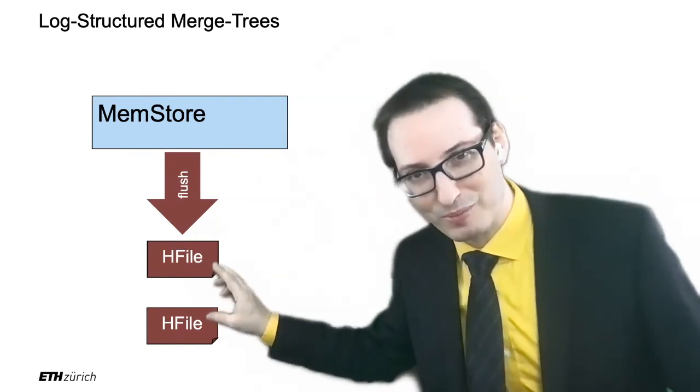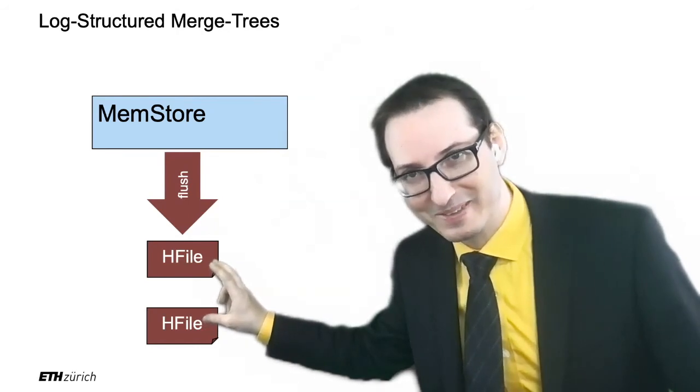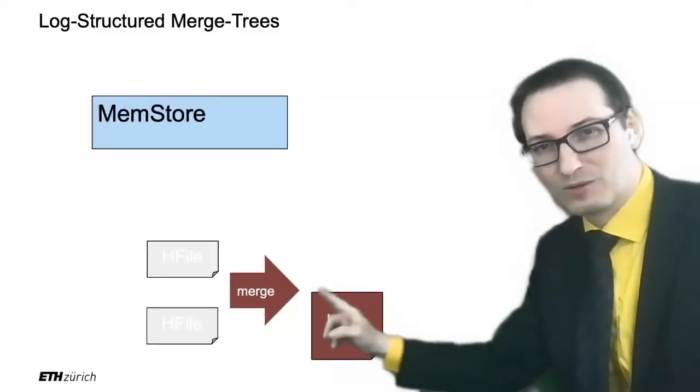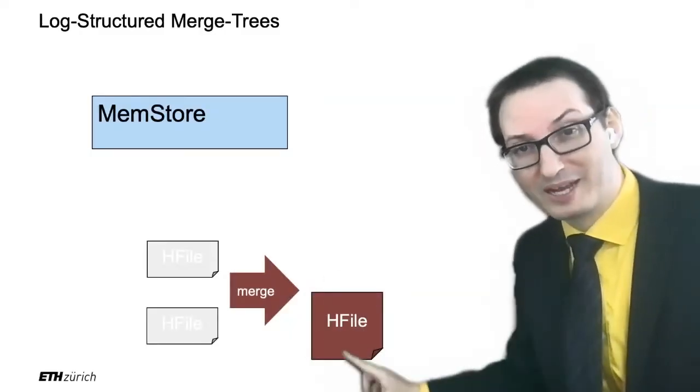Merge. There is another verb for merge. What do we call that? Compact. Compact, exactly. You compact them. And then you get one double as big, twice as big H file.